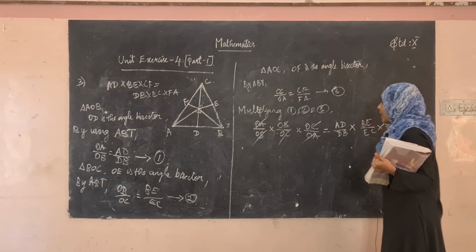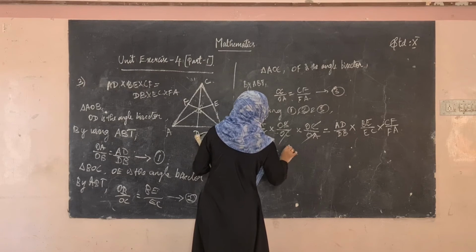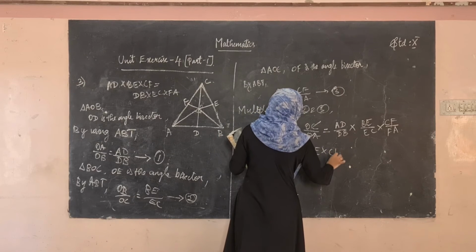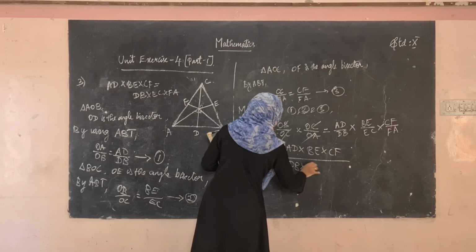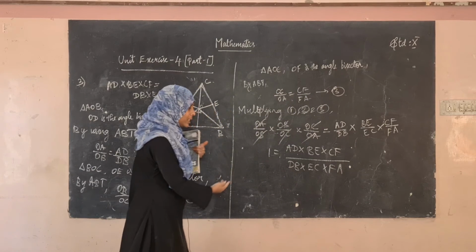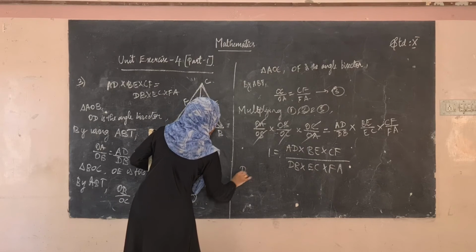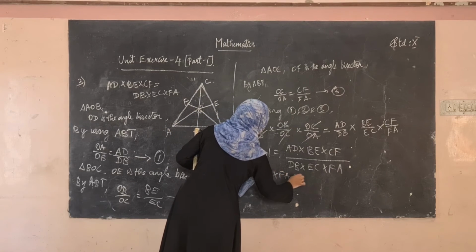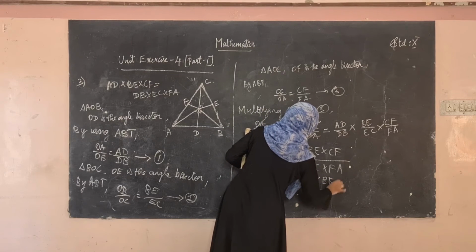So what do we have in the one side? We have 1 equal to, multiply the numerator, AD into BE into CF, the whole divided by DB into EC into FA. Bring this denominator to the left hand side, it comes to the multiplication. Therefore, DB into EC into FA is equal to AD into BE into CF.